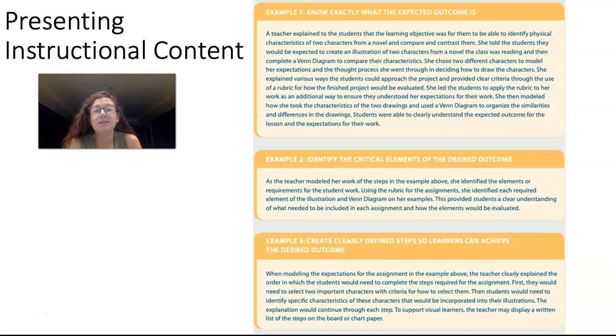So an example is a teacher explained to the students that the learning objective was for them to be able to identify physical characteristics of 2 characters from a novel and compare and contrast them. And then she goes ahead in the lesson and does that with 2 different characters, and she explains to them exactly her expectations of what she wants her students to be able to perform at the end of the lesson.